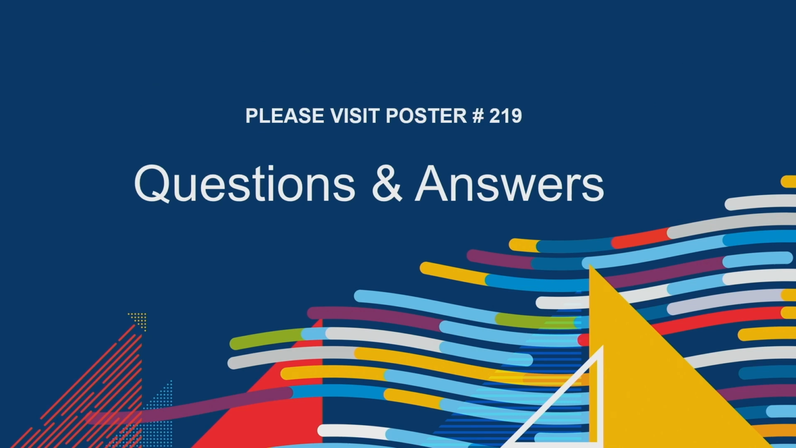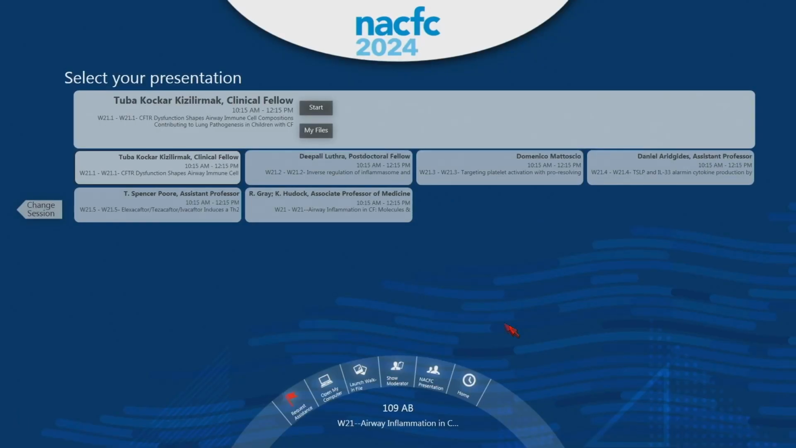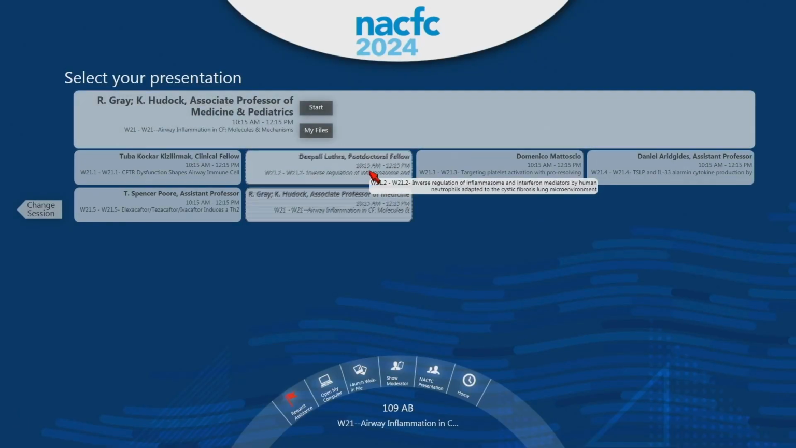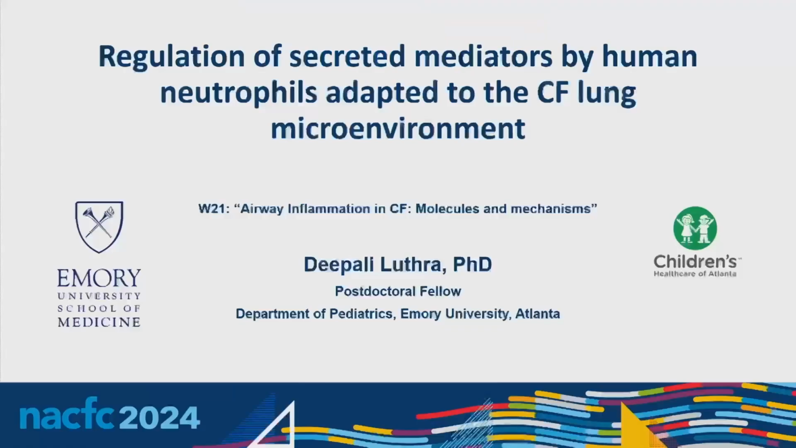Our next speaker is Dipali Luthra, who got her PhD at Oklahoma State and is a postdoc at Emory in Dr. Rabin Tirouvanziam's lab. I'm sorry, Rabin. Anyway, her goal is to understand CF lung disease driven by neutrophilic inflammation through an immunologist lens. The title of her talk today has actually changed, and it's going to be Regulation of Secreted Mediators by Human Neutrophils Adapted to the CF Lung Microenvironment.